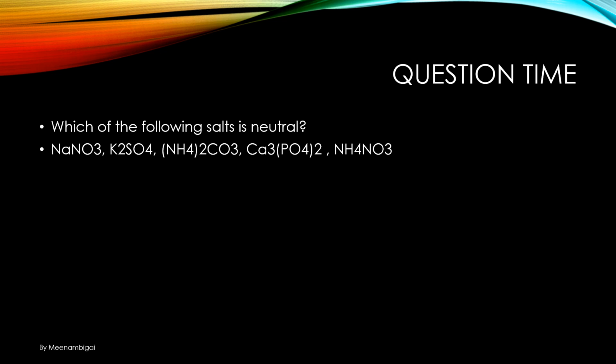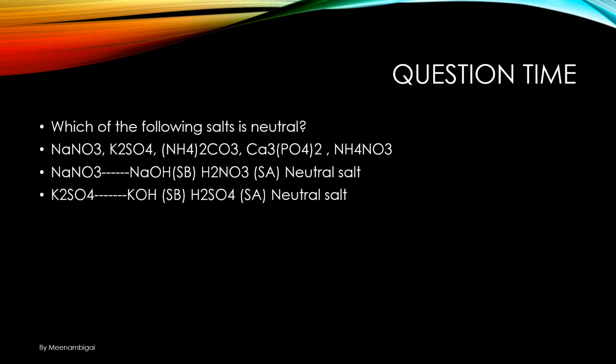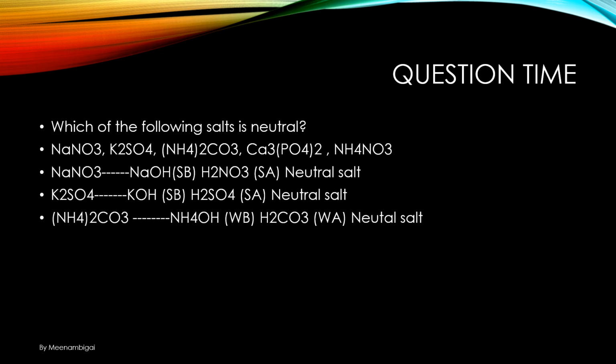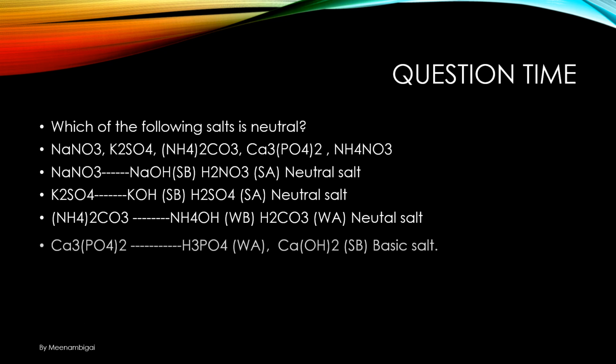You have to remember the first part is always for base and the second part is always for acid. So you have NaNO3, K2SO4, (NH4)2CO3, Ca3(PO4)2 and NH4NO3. So just quickly check. NaNO3 means the first part is for base, NaOH, and HNO3. Both are strong, so it's a neutral salt. K2SO4, this is KOH and H2SO4, both strong, so it's a neutral salt. NH4OH and H2CO3 both are weak, so it's again a neutral salt.